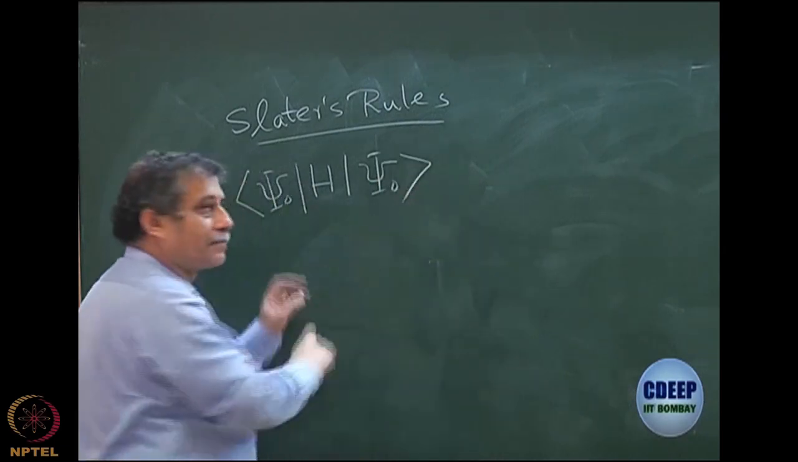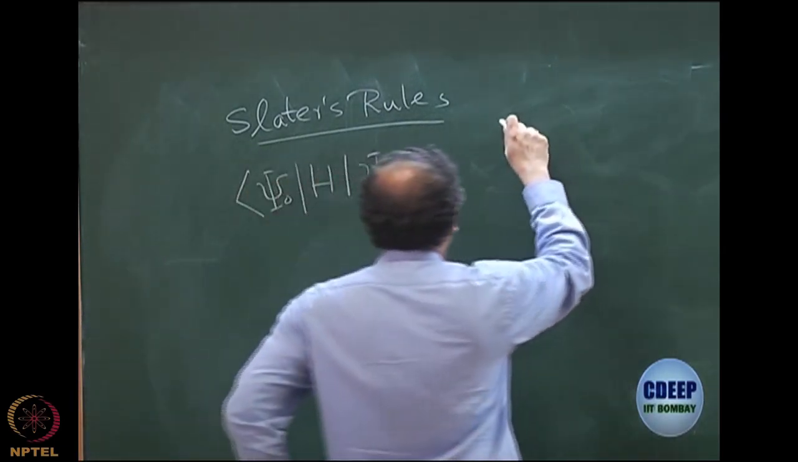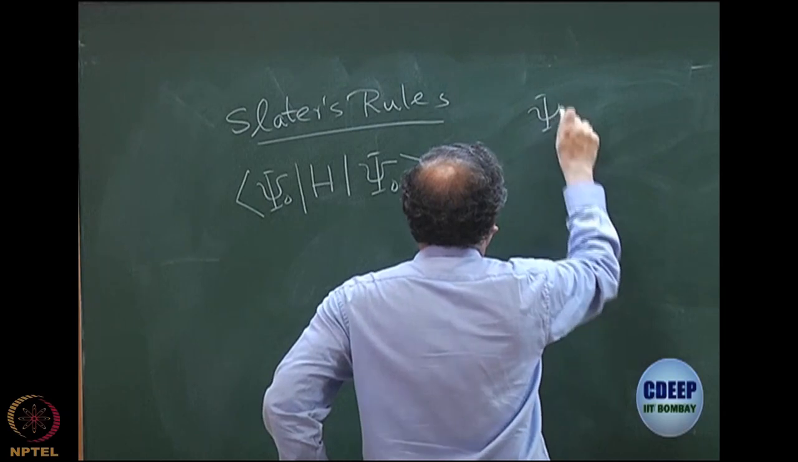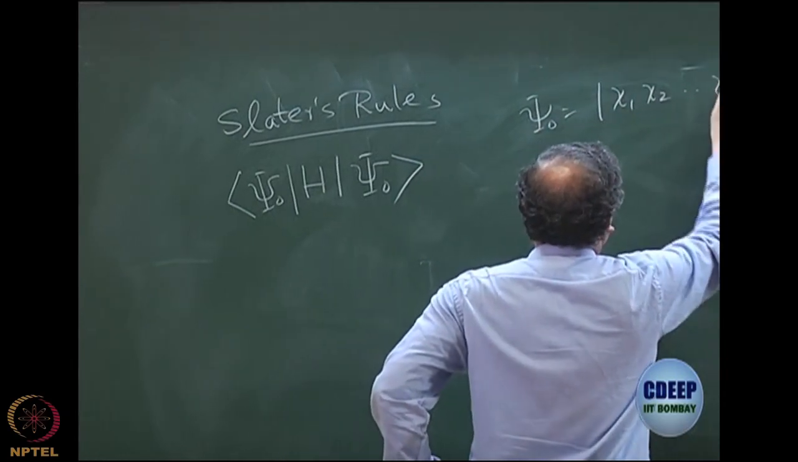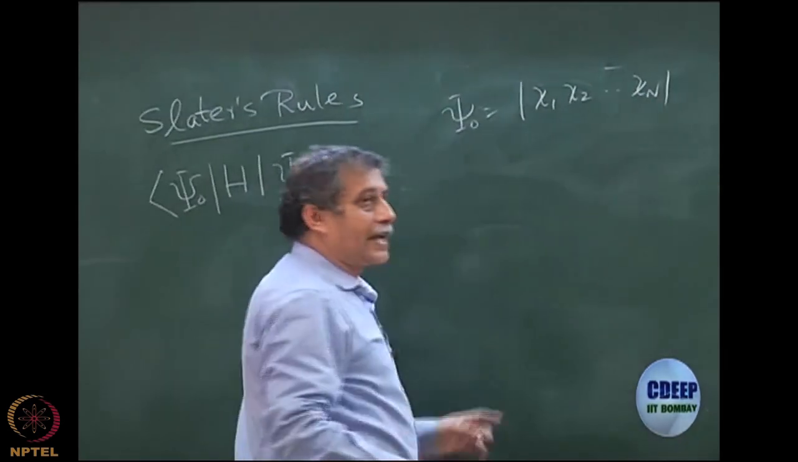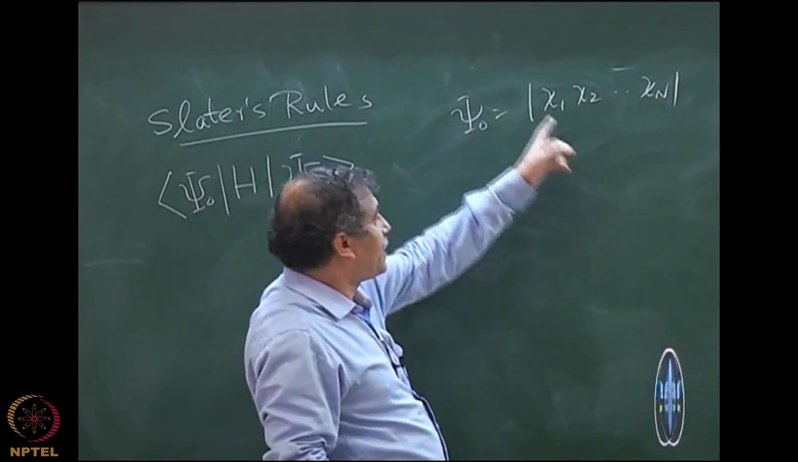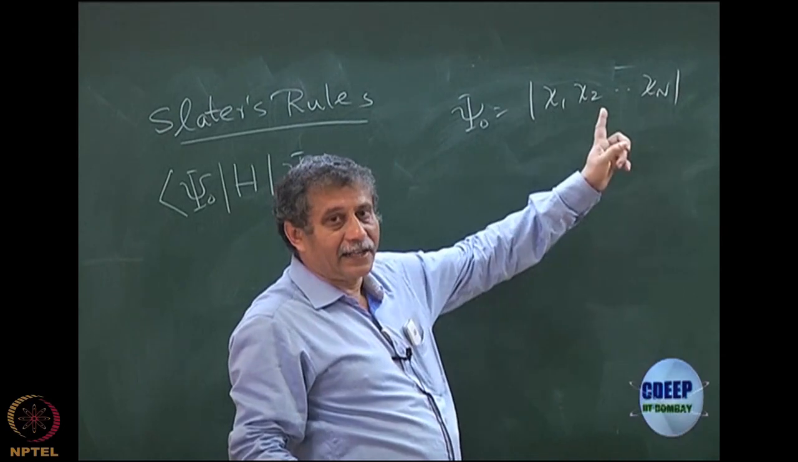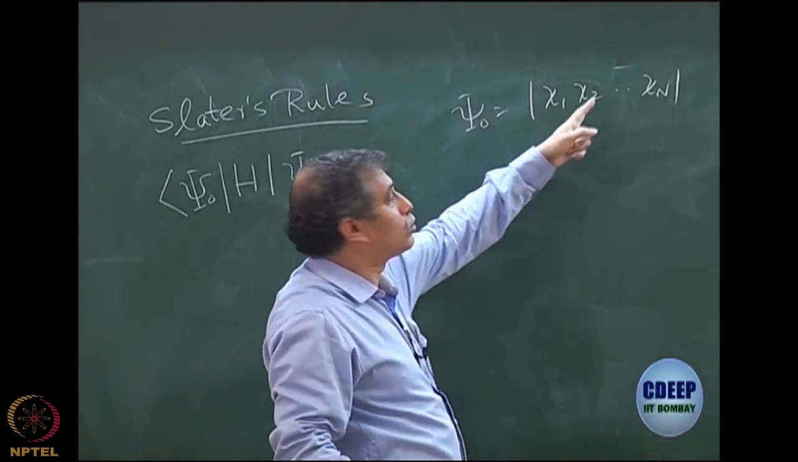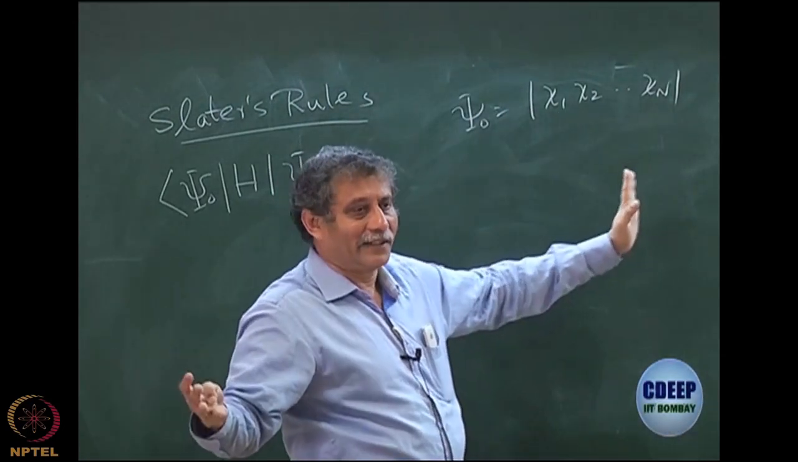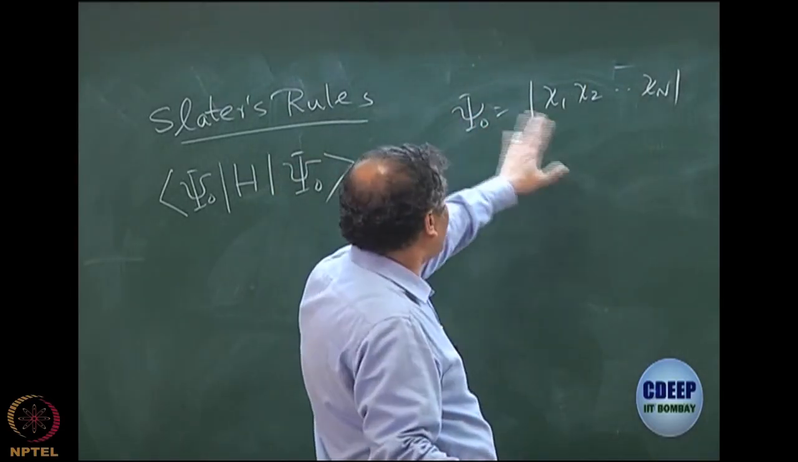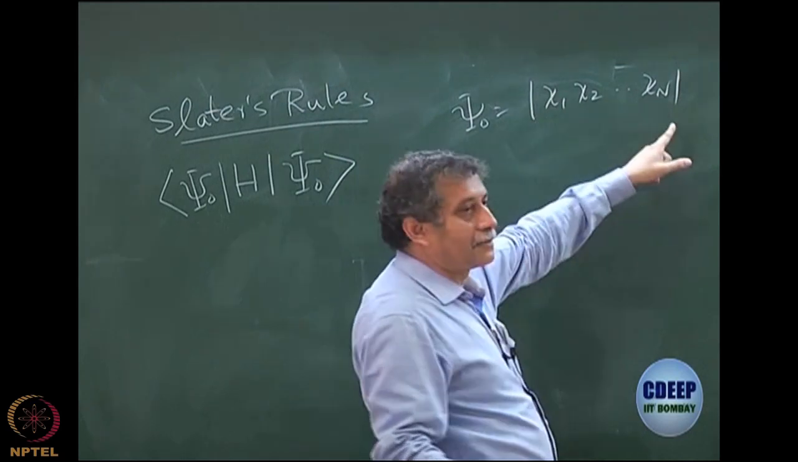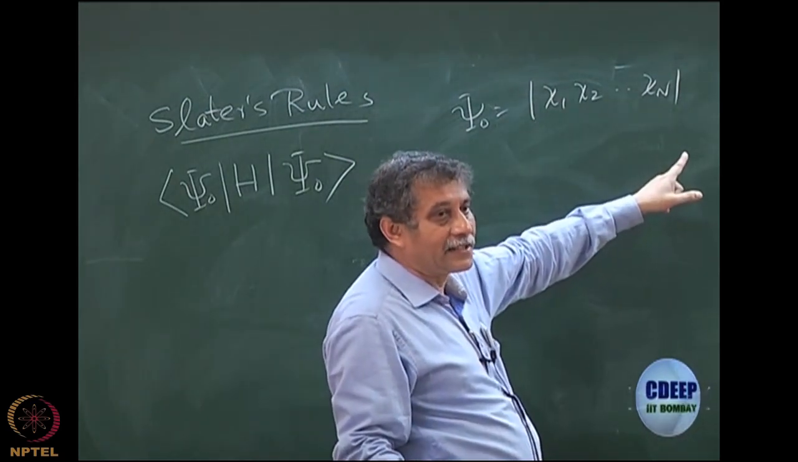And this is something that we have done, where psi naught is a single determinant, chi 1, chi 2, up to chi n. Note again, this means it is a determinant. I have just written the main diagonal. Again, I have not written 1, 2, 3, n. It is unimportant. I am again repeating, it is a function of n electrons, however, and that is understood. So, this is the main diagonal of the determinant. That is how we write it in the symbol.